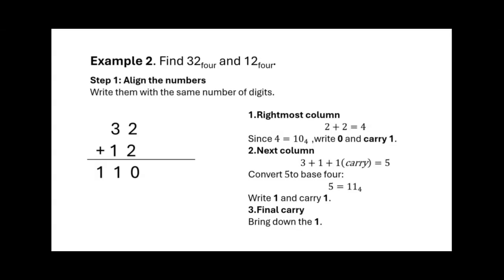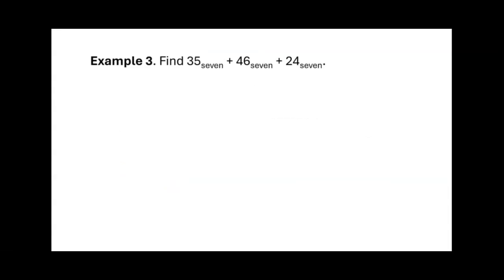So the sum of 3, 2 and 1, 2 in base 4 is 1, 1, 0 in base 4. If you want to check your results, you could always convert these numbers into base 10 and then convert your final answer, and it's supposed to match. I didn't do the conversions because I want to focus simply on doing the operations in the same base. Let's move on to the next example.